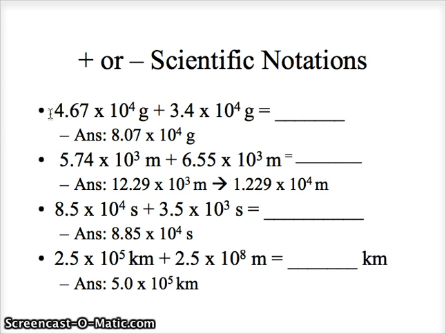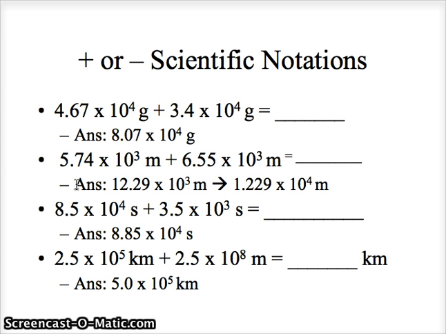Now the second example is the same thing. The units are the same, exponential power is the same because it's 10 to the 3rd meters for both parts of this equation. 5.74 times 10 to the 3rd meters plus 6.55 times 10 to the 3rd meters. So when you add the base numbers together, it comes out to be 12.29. Keeping the units the same and keeping the exponents the same, we have 12.29 times 10 to the 3rd meters.